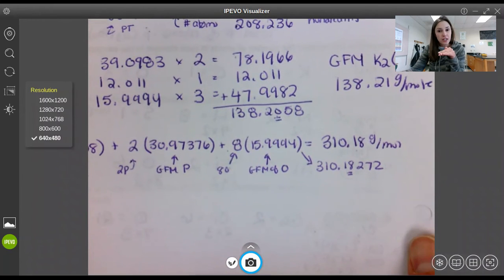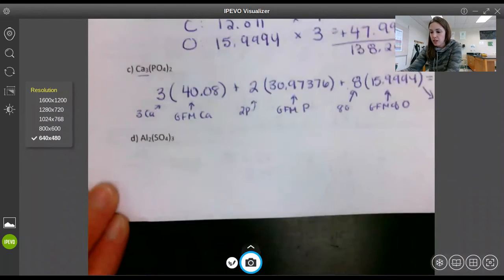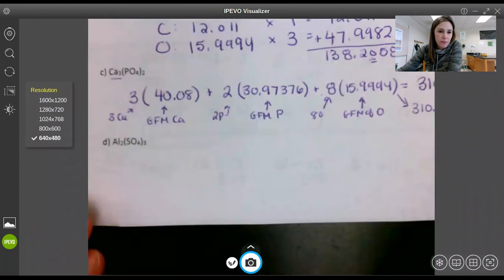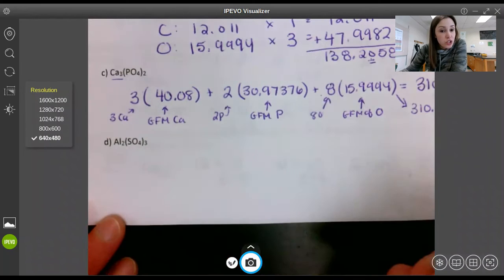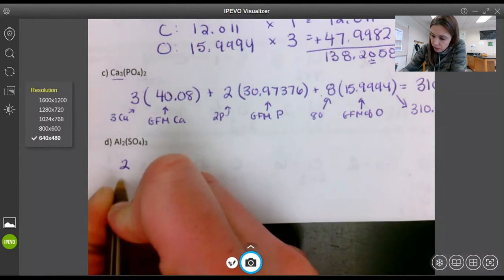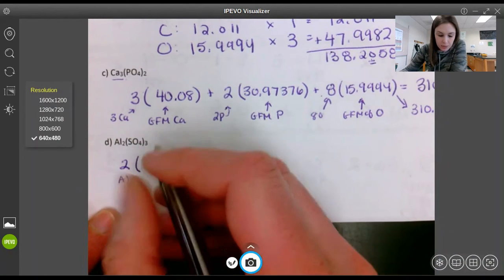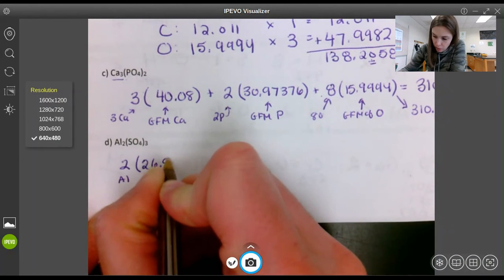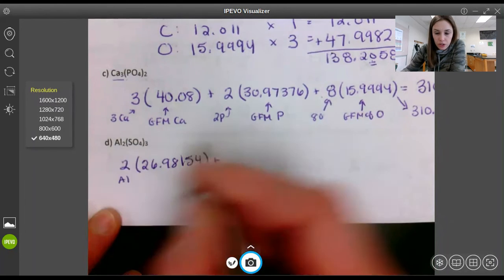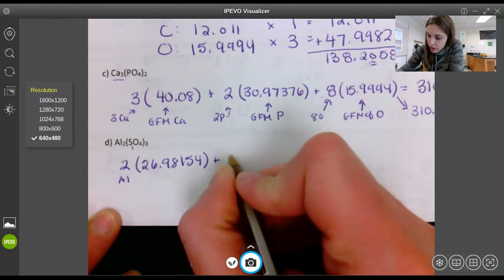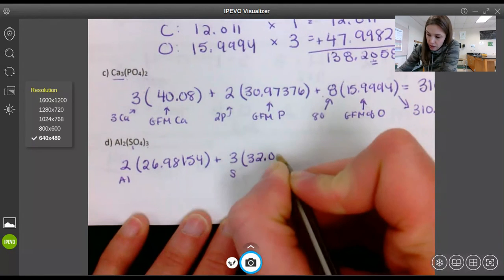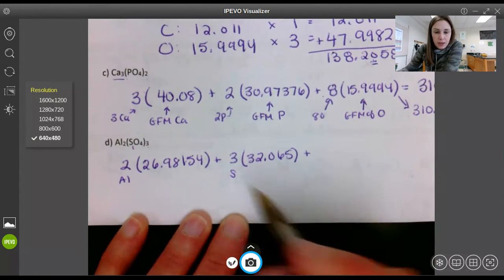All right, so if you haven't yet, and that one looks good, I want you to pause the video, and I'm going to have you try out this aluminum sulfate compound and see if you can determine the GFM. All right, so what you should have done here is, I'm going to write it the same way as the one above. I have 2 aluminum, so I'm doing aluminum first, times its GFM, which is 26.98154. Okay, and then I'm going to do sulfur. Sulfur is 1 times 3, so I have 3 sulfur, times its GFM, which is 32.065, plus my last one, oxygen.